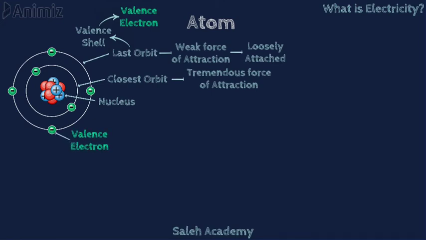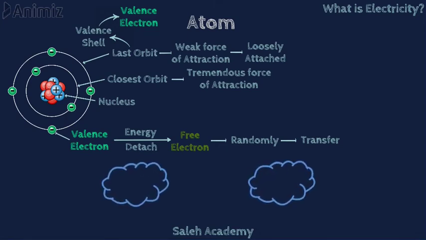These valence electrons require a very small amount of energy to detach themselves from their parent atoms. These electrons are referred to as free electrons, which move randomly inside the substance and can be transferred from one atom to another if subjected to thermal or electrical energy.